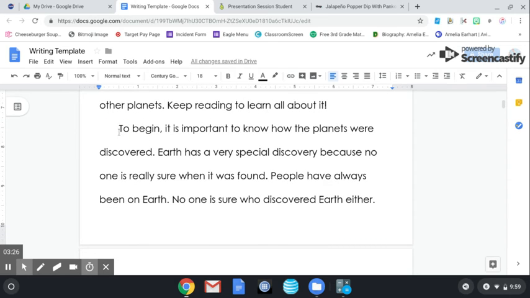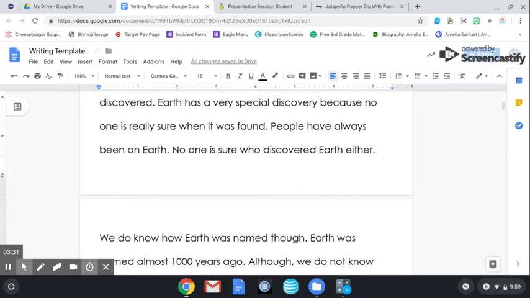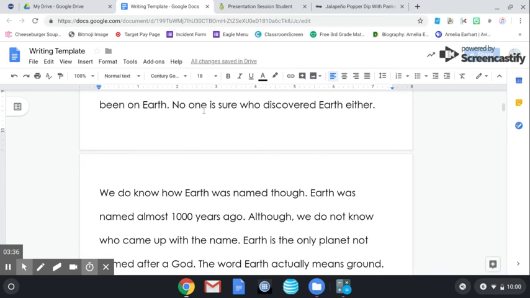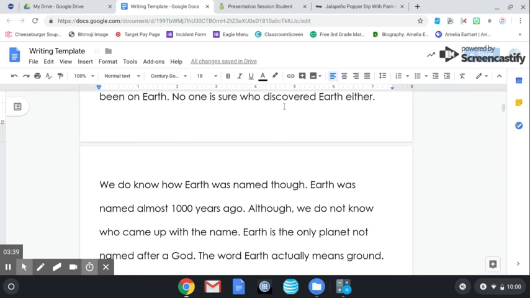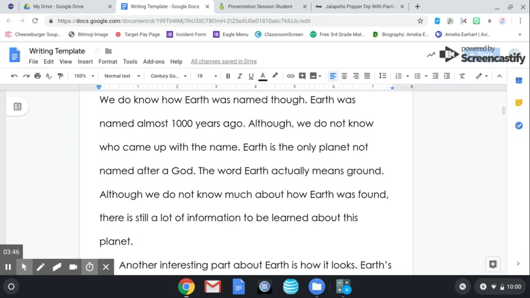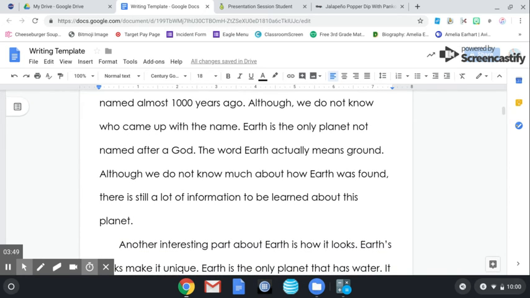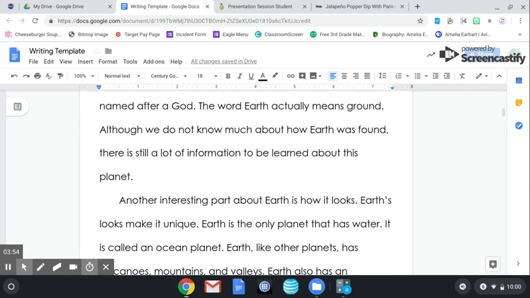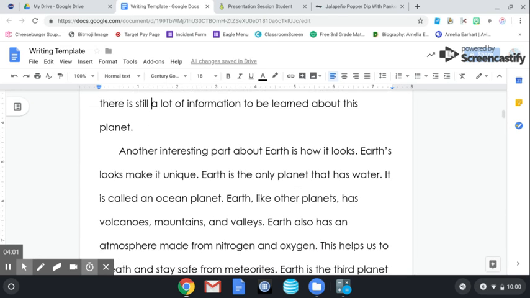To begin, it is important to know how the planets were discovered. Earth has a very special discovery because no one is really sure when it was found. People have always been on Earth. No one is sure who discovered Earth either. We do know how Earth was named, though. Earth was named almost 1,000 years ago. Although we do not know who came up with the name, Earth is the only planet not named after a god. The word Earth actually means ground. Although we do not know much about how Earth was found, there is still a lot of information to be learned about this planet.